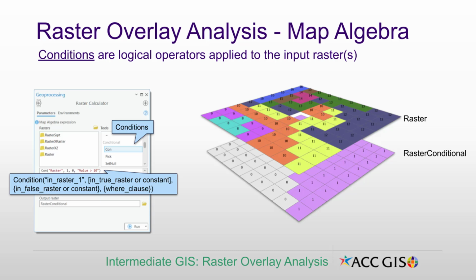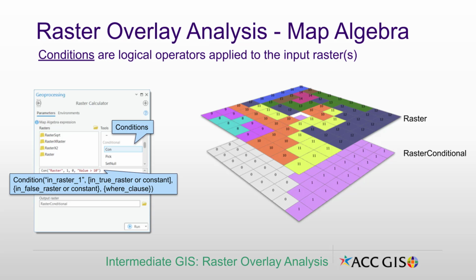A condition is a typological operator that you can apply to the input rasters. And if you look at the raster calculator image on the left, you can see in the tools sections there are conditionals, including the CON, which we've used in the expression below, along with a where clause. So if you look at the syntax, you can see that it's CON or condition, and you have your in raster, and then your where clause.